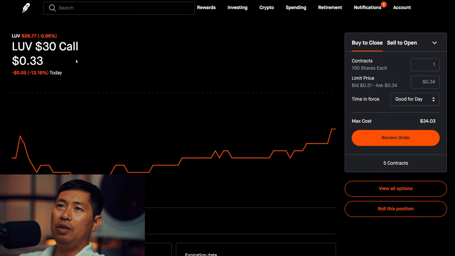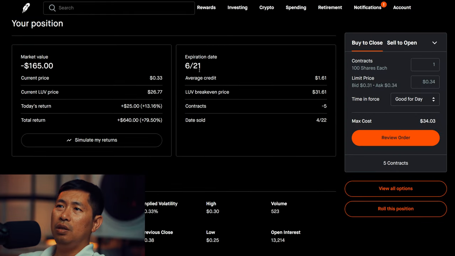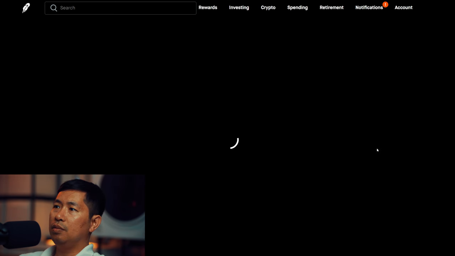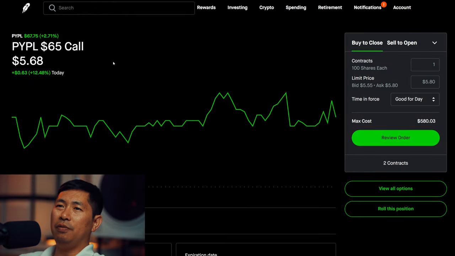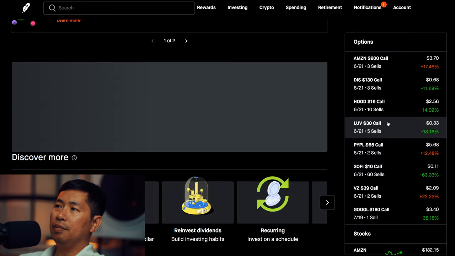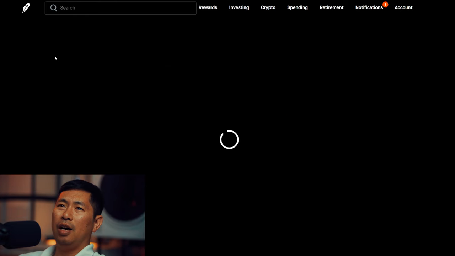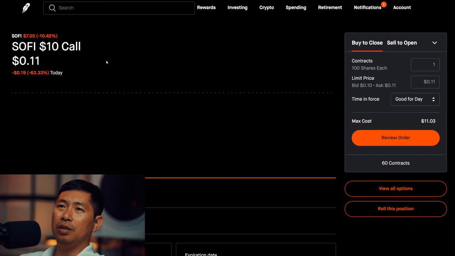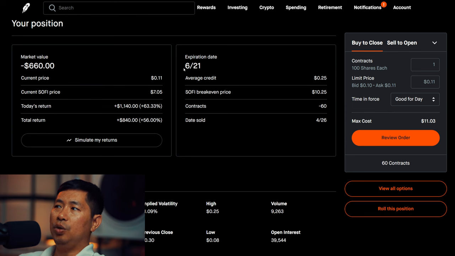I'm selling LUV $30 covered calls. These expired June 21st. Total return, $640. I'm selling PayPal $65 covered calls. These expire June 21st. Total return, I am down $386. I'm selling SoFi $10 covered calls. These expire June 21st. Total return, $840.